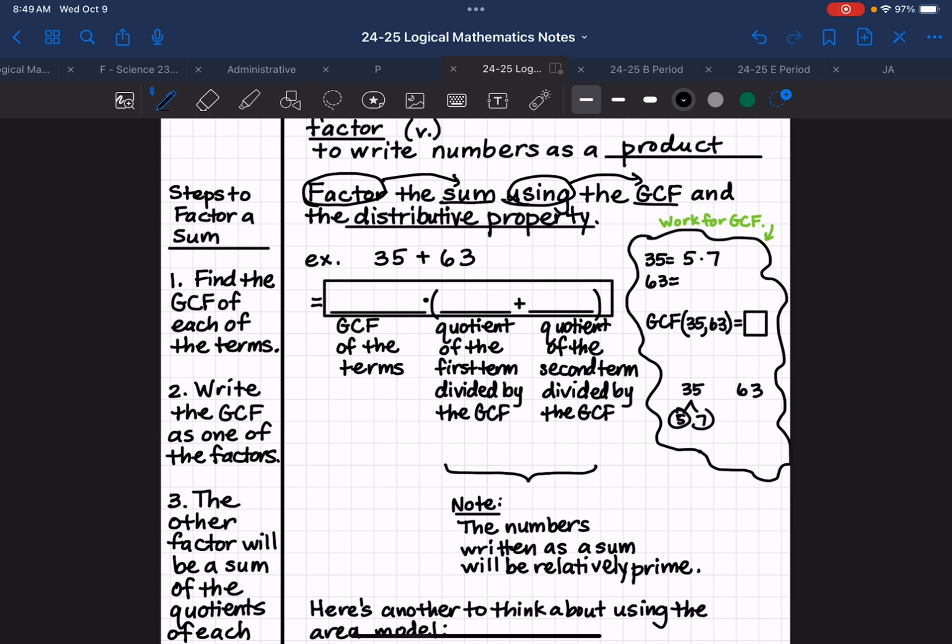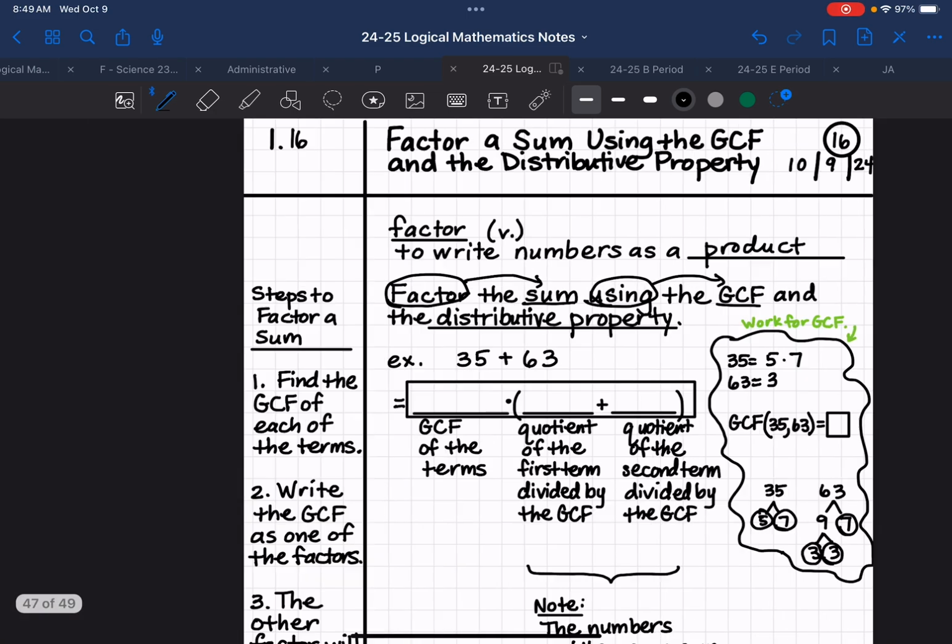Let me just do this work down here. All right, and then I know that 9 is a factor. 9 times what is 63? 7. Is 9 prime? No, so I'm going to prime factor that into 3 times 3. Is 3 prime? Yes. Is 7 prime? Yes. All right, so we have 3 times 3 times 7, or 3 to the second power times 7.